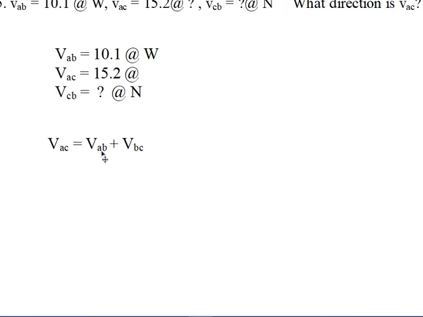And then you do what it says. And people, try to do it. I'm going to pull it onto the screen, but you try to do it before you see me. So first you have VAB, which is 10.1 to the west. And then you have this one, whose magnitude I don't know, but I know that it is going south. I don't know how long to make that vector.